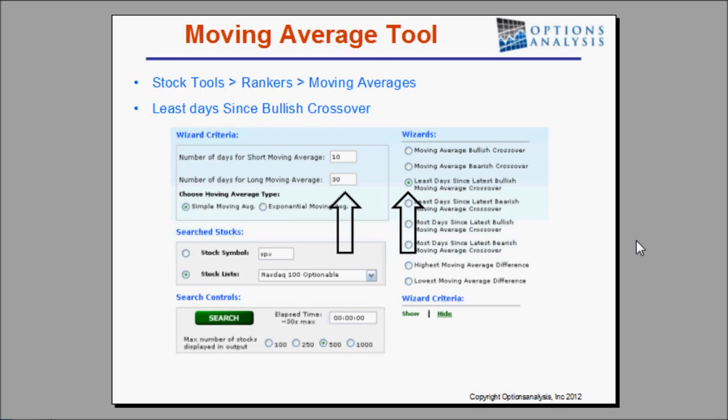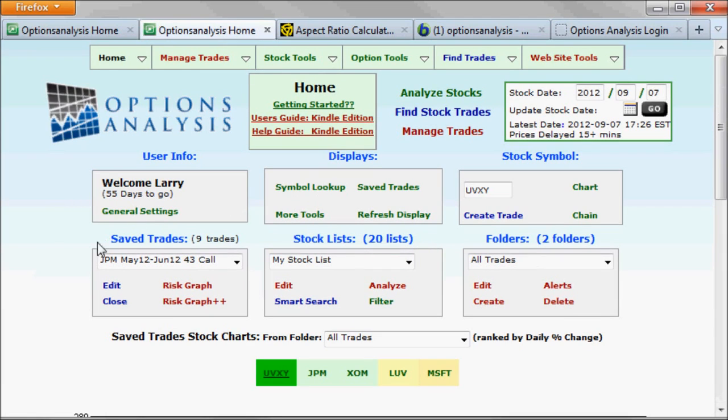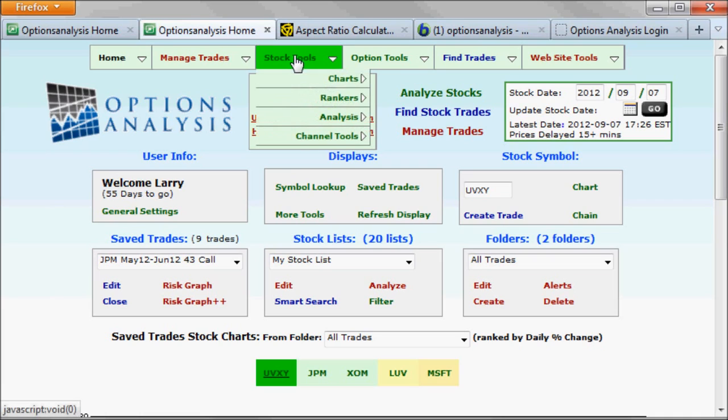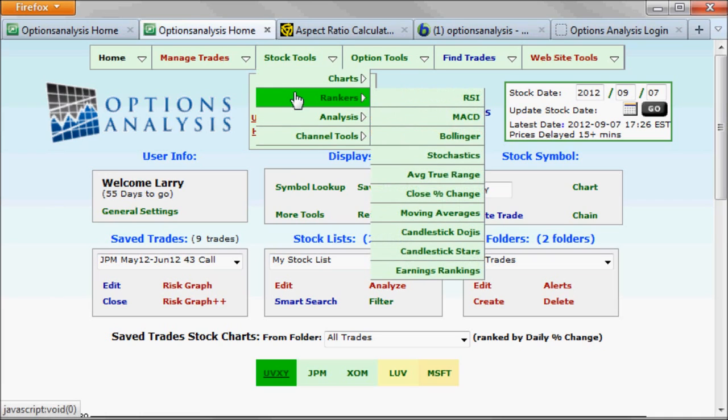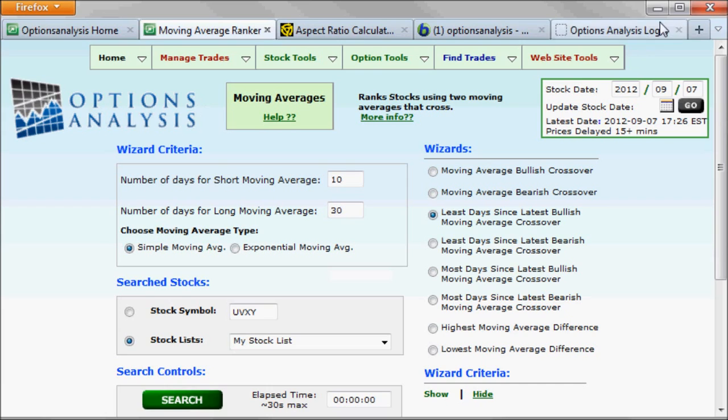Inside options analysis is a moving average tool. You go to Stock Tools, Rankers, Moving Averages, and let me show you exactly where that is online. Here's our home page if you're a standard options analysis user. And the moving averages would be located under Stock Tools, Rankers. Come over here to Moving Averages and you click on it. This loads our moving average tool.